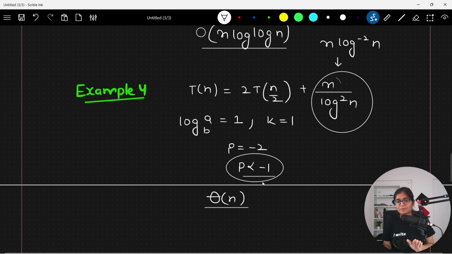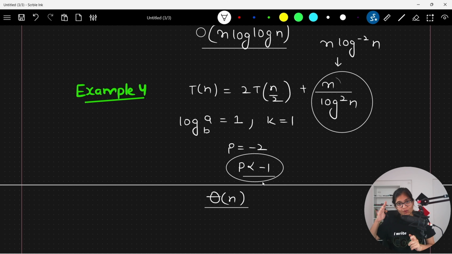You don't need to multiply anything like log of n or log of log n. That is the simple concept which is what I want to tell you here. So there are 3 cases which we have understood. In all these 3 cases, one situation is common, which is that the value of log of a base b is equal to k.